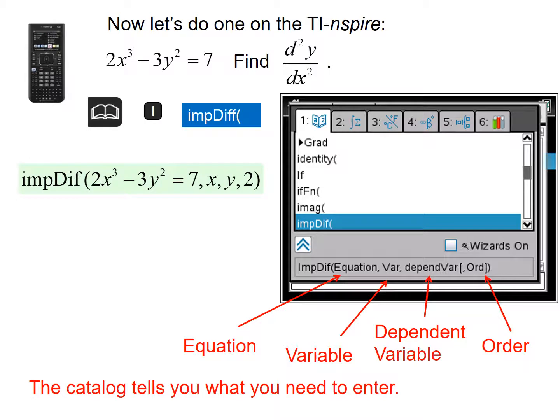So implicit differentiation, our equation, x, y, and 2, because we want to find the second derivative. And there we go.